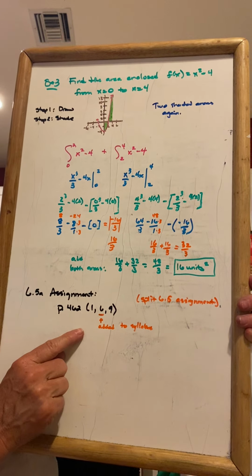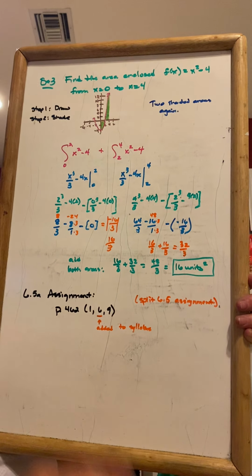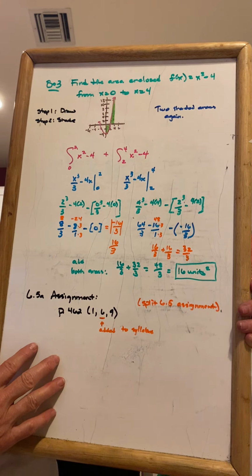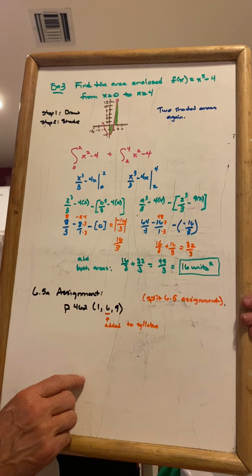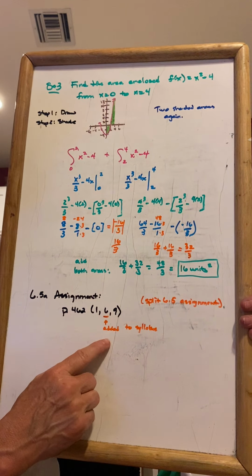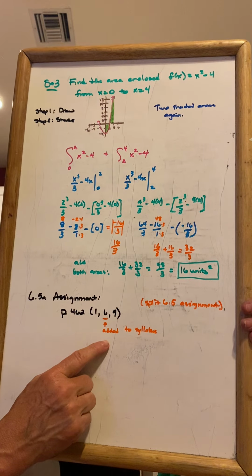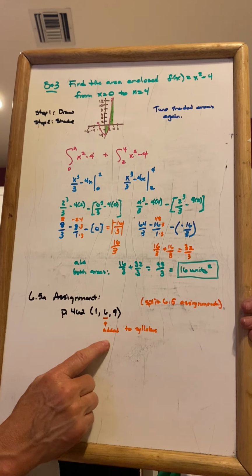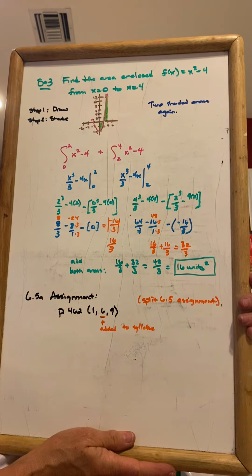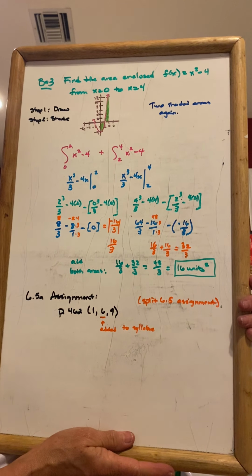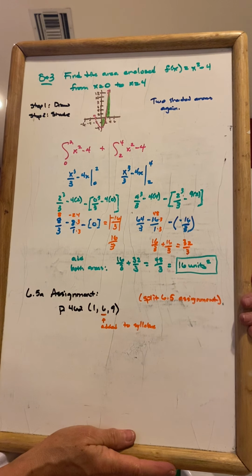All right, I changed up the assignment just a tad. We're going to split 6.5. So if this is 6.5a, you get to do a whopping 3 problems. 1, 6, and 9. I added number 6. So that's all that's different. So I split 6.5 assignment to 6.5a and 6.5b. So that's all you have to do.